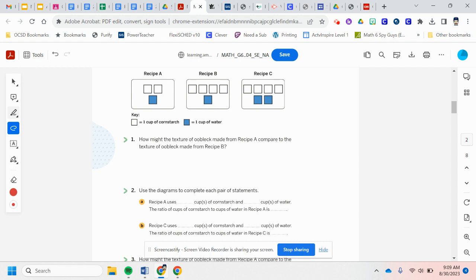How might the texture of oobleck made from recipe A compare to the texture of the oobleck made in recipe B? Well, notice that you have more cornstarch in recipe B than you do A, but the water hasn't changed. So the more cornstarch you have, it's going to make it thicker. So B would be thicker. And I apologize for my finger not writing on this.